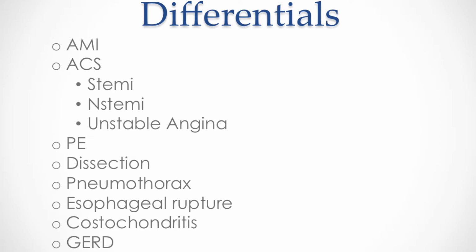Costochondritis and GERD are kind of the last two differentials, non-acute, but can equate to why the patient's having chest pain in the emergency room. Costochondritis is rib pain, worse with inspiration when you expand the chest and rib muscles. GERD is just gastroesophageal reflux disease, or reflux.